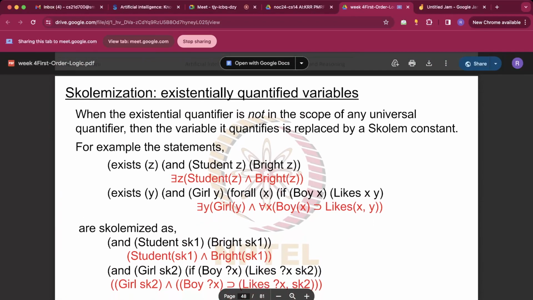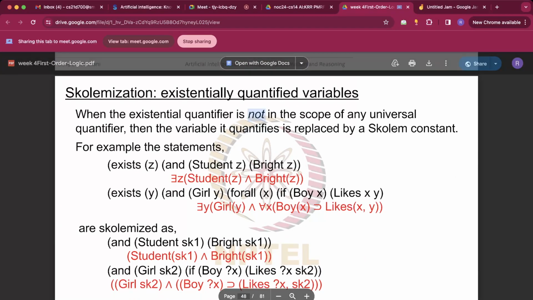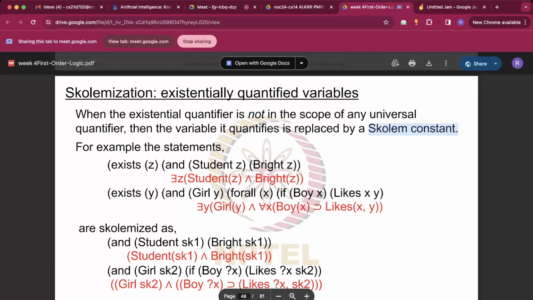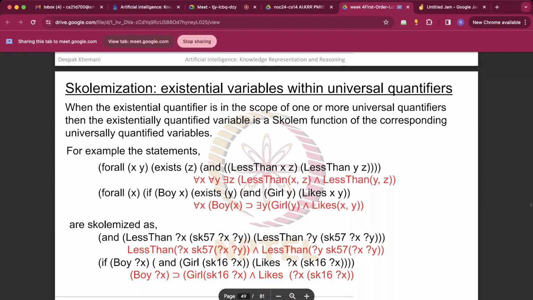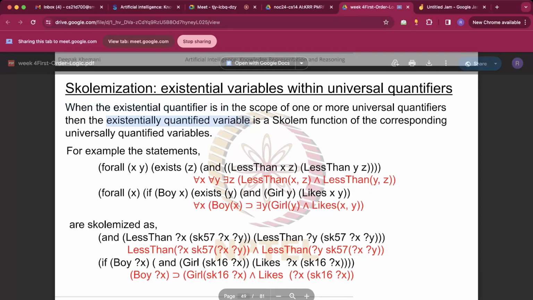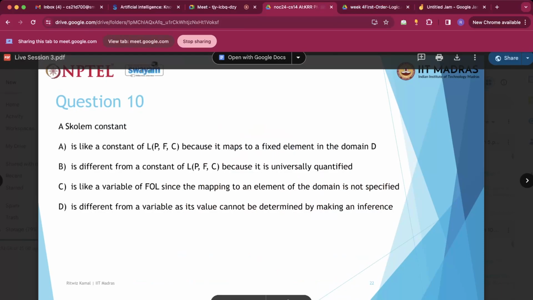Aha. So Skolemization. When the existential quantifier is not in the scope of any universal quantifier, then the variable it quantifies can be replaced by a Skolem constant. Okay. Now, what about function? When the existential quantifier is in the scope of one or more universal quantifiers, then the existentially quantified variable is a Skolem function of the corresponding universally quantified variables. With this definition in mind, let's go back. This question asked us about a Skolem constant.